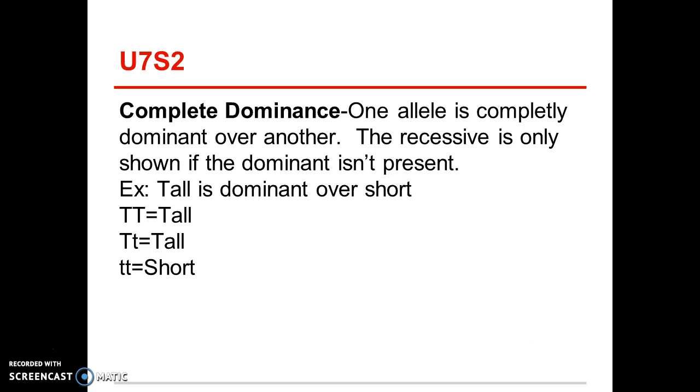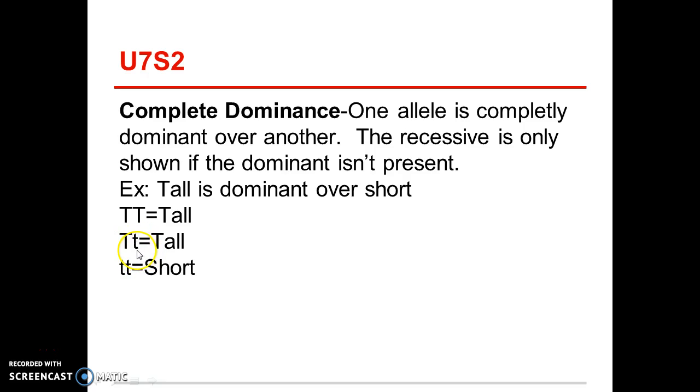Okay, we're going to do a lot of these. What you've been learning is called complete dominance. One allele is completely dominant over the other. The recessive is only shown if the dominant allele is not present. So in this example, if tall is dominant over short, a genotype with two dominant alleles is going to elicit a tall phenotype. A genotype that is heterozygous is also going to be tall, okay?